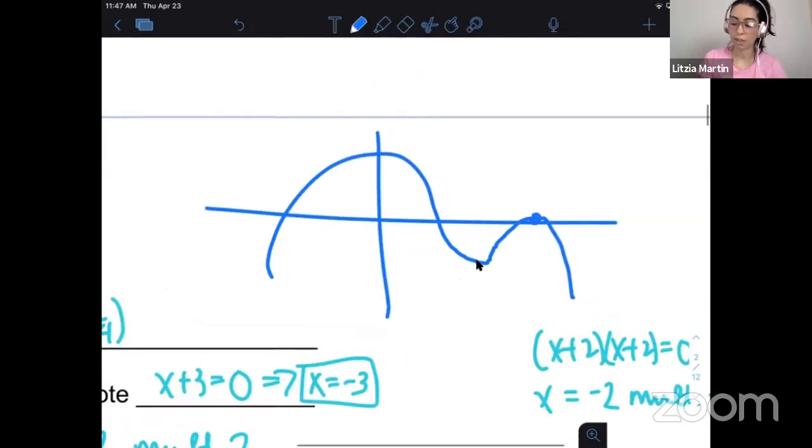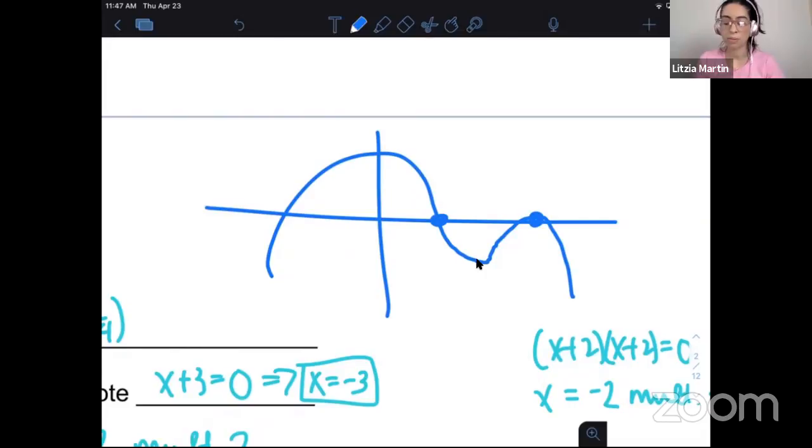I don't know if you guys remember that when we did polynomials and you did the birthday polynomials and went over zeros of the polynomials. So that was just kind of a little reminder of that.